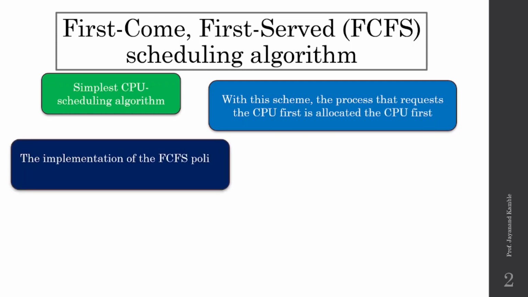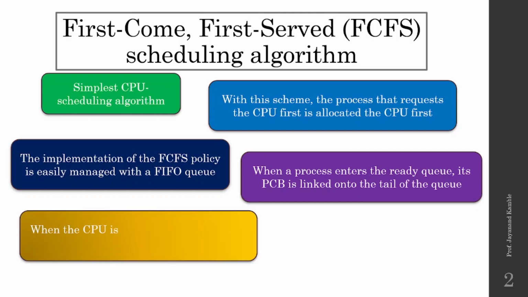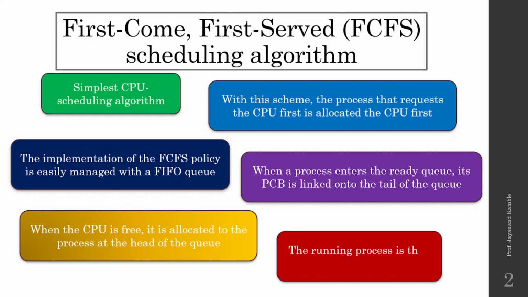This implementation of the FCFS policy can be easily managed with a FIFO queue, that is first in first out queue. When a process enters the ready queue, its PCB, that is process control block, is linked onto the tail of the queue. When the CPU is free, it is allocated to the process at the head of the queue. The running process is then removed from the queue as its status changes from ready to running.